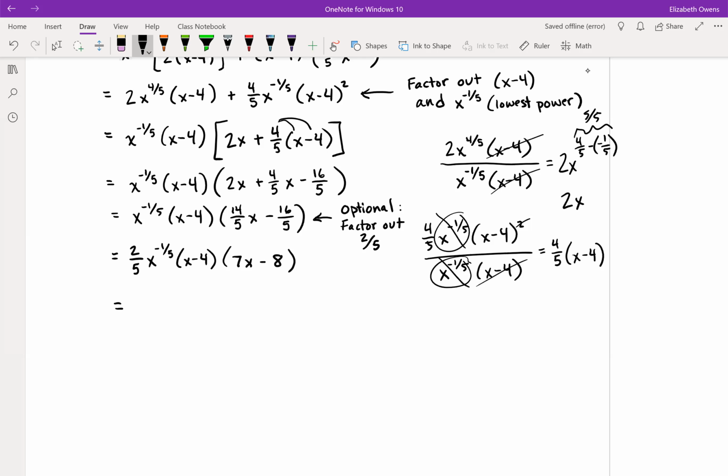Then just to finish it off for prettying this up a bit, I'm going to stick it into a rational form. So on top, we'd have our 2, our x minus 4, and our 7x minus 8. Those would go up in the numerator. Then down in the denominator, we would have our 5, and then x to the negative 1/5. That would become positive 1/5 down in the denominator.